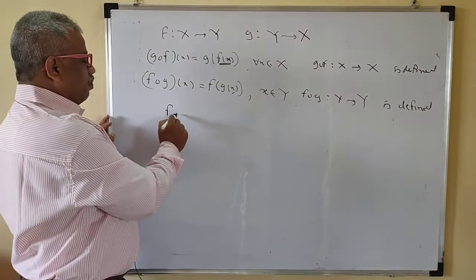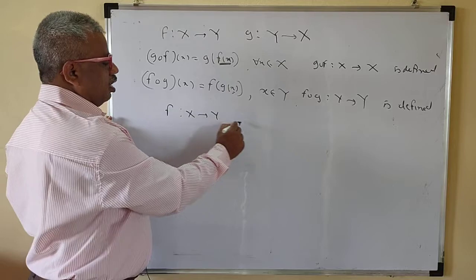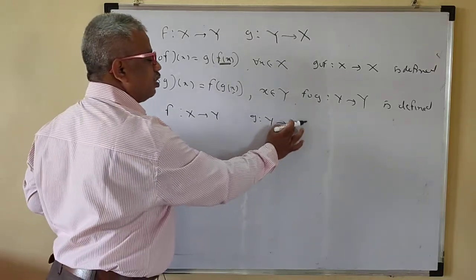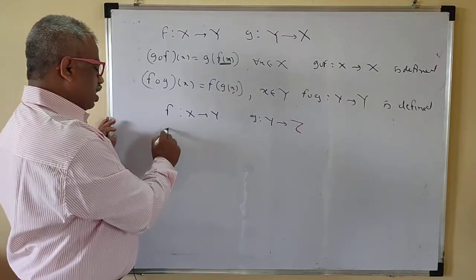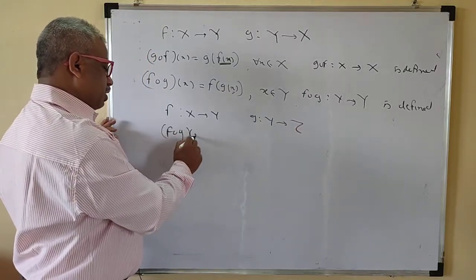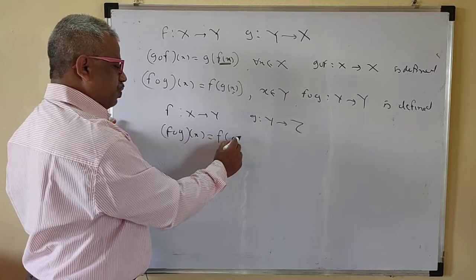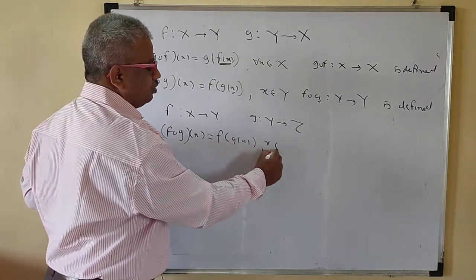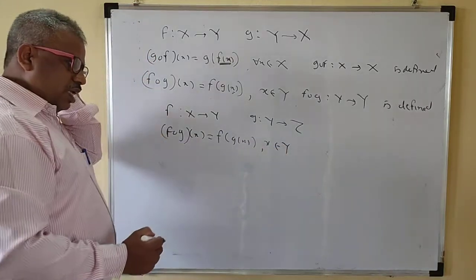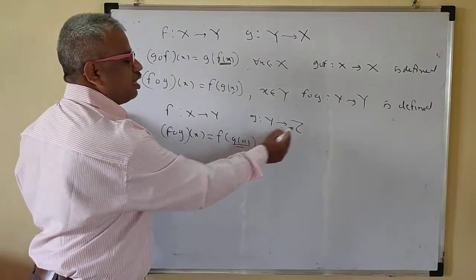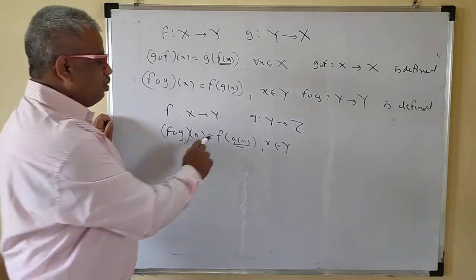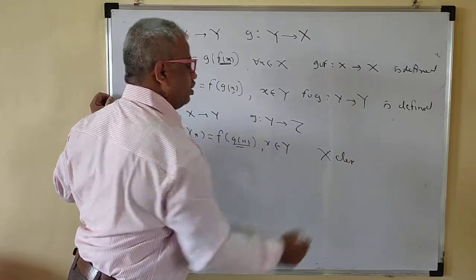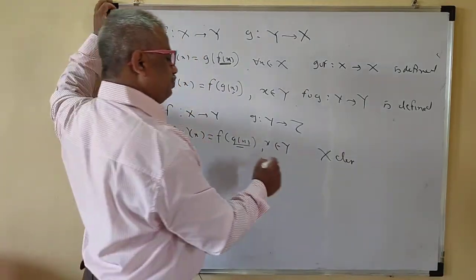Now here f is from X to Y and g is from Y to capital Z. So here whether f compose G is defined, we'll check this. This is f of G of x. Where x must be in the domain of G. Your domain of G is Y. Now see, G of x is an element of Z, and you are applying f on it. Can you apply it? So this is not defined, right?